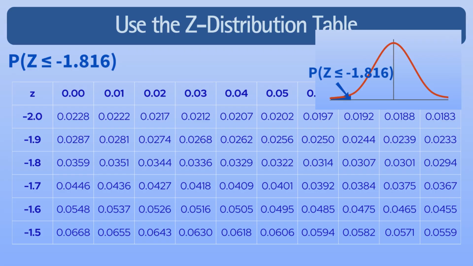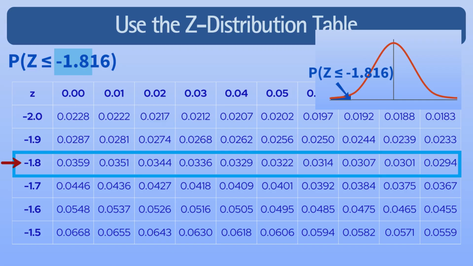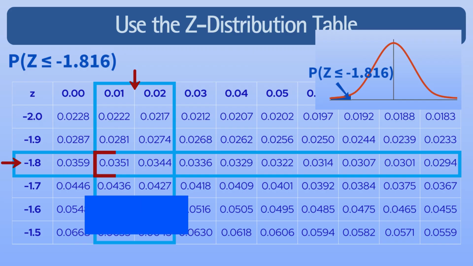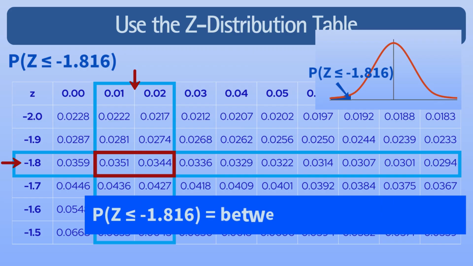Finally, the probability under the normal curve below the z-score of minus 1.816 can be obtained using the standard normal distribution table. To do that, first, locate the row corresponding to the first two digits of the z-score, which is minus 1.8. Then, find the column for the second decimal place, which falls between the columns for 0.01 and 0.02. The probability is the value found at the intersection of this row and the appropriate column.